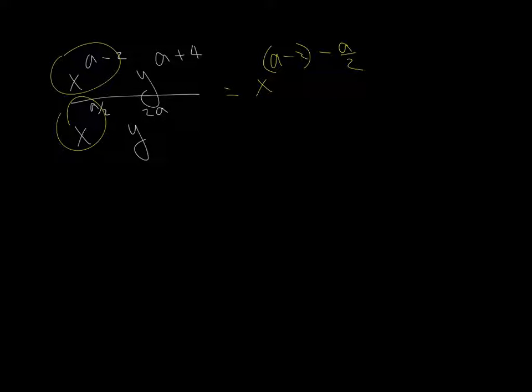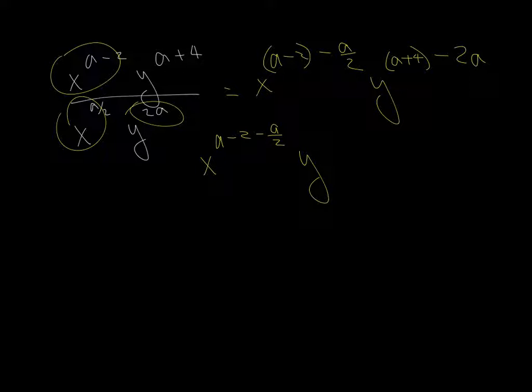Alright, now let's look at my y's. Y to the a plus 4 minus 2a. Alright, so let's take the parentheses off, and we have x to the a minus 2 minus a over 2, y to the a plus 4 minus 2a. Alright, so we're going to combine like terms. So this one here is kind of messy. So what we're going to have to do here is find common denominators for here and here.